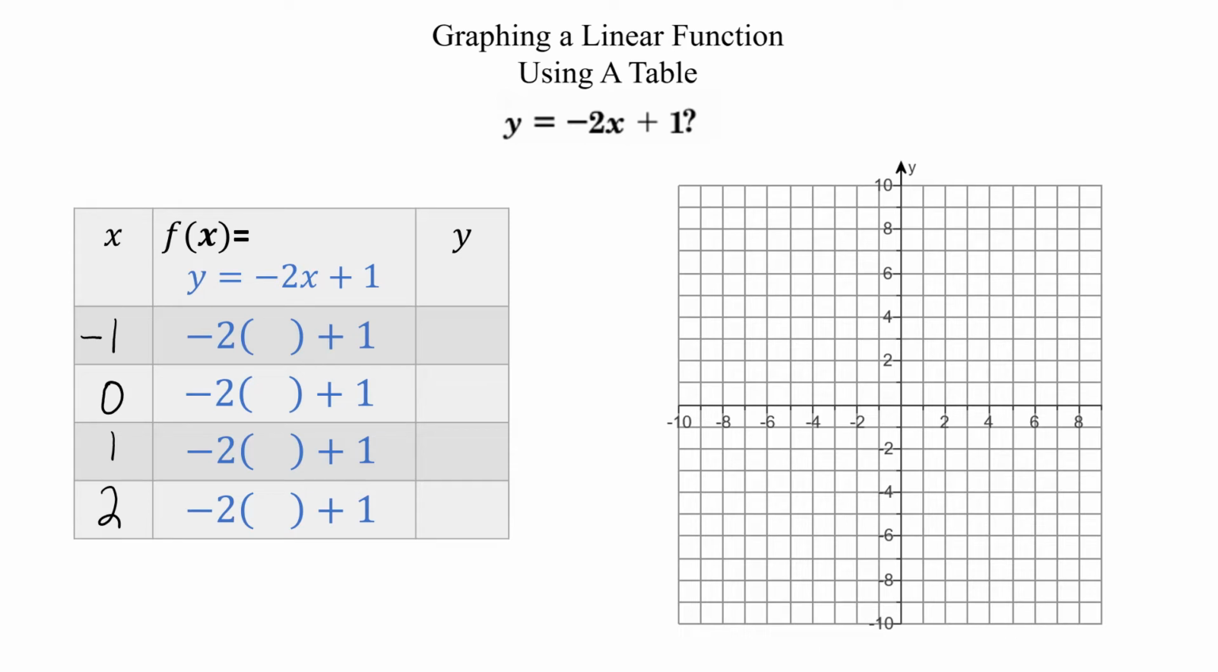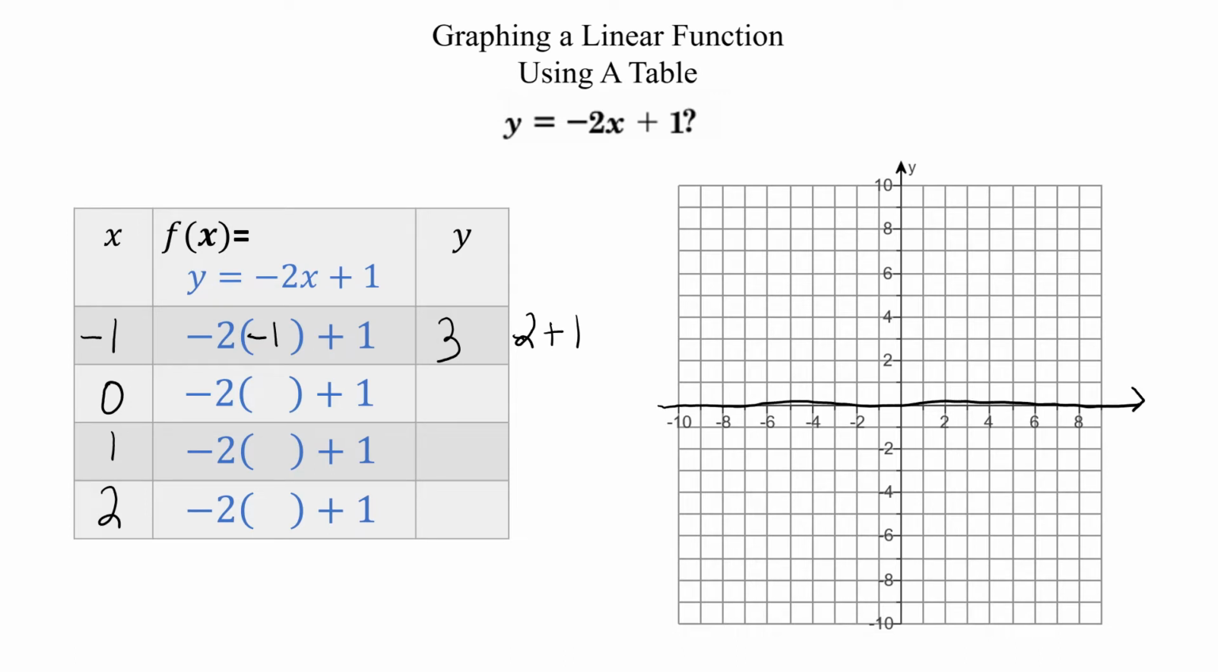So all you're going to do is now plug in right here, X is going to be -1, and then figure out what that is. -2 times -1 is going to give us a +2. Plus 1, that'll be a 3. So when X is -1, Y is 3. Let's go ahead and graph that. So we're going to go to -1. Remember, guys, you have to always start with your X.